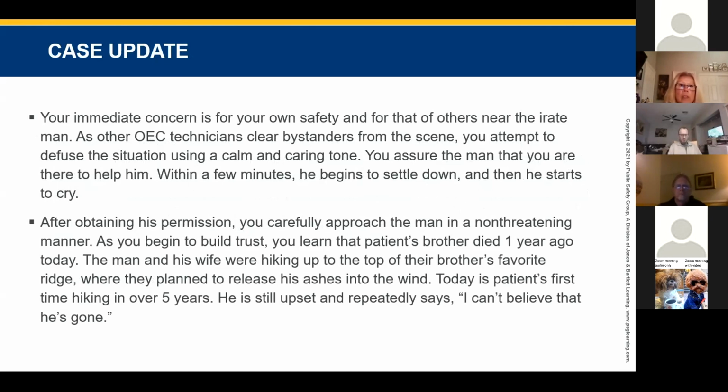Your immediate concern is for your own safety, which we always do. As other OEC technicians clear bystanders from the scene, you attempt to diffuse the situation using a calm and caring tone. You assure the man that you are there to help, right? You identified yourself. Within a few minutes, he begins to settle down, and then he starts to cry. Uh-oh, we're in trouble.